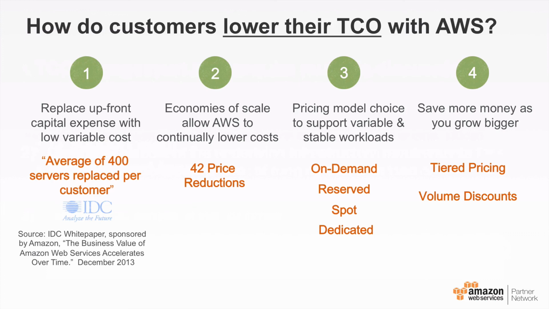And we see customers do quite large-scale replacements of traditional infrastructure with AWS. In this IDC paper, which we're going to talk about more in a second on the next slide, the customers that were sampled there replaced on average 400 servers per customer when they adopted AWS. So you can see very significant CapEx mitigation and conversion of that CapEx into operational expenditure.